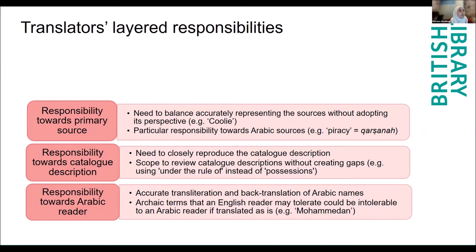In the next layer, we have a responsibility to produce a translation that is closely aligned with the English catalogue description. But some terms, even if they are not immediately problematic in English, can have problematic connotations if they are translated as is. An example of this is the word possessions, a technical colonial term meaning territories under the rule of. The direct Arabic translation, mumtalakat, invokes connotations of entitlement that can be insensitive to the Arabic reader. So we agreed to avoid using possessions where possible and spell out its meaning to ensure that there are no gaps between the English and the Arabic descriptions.